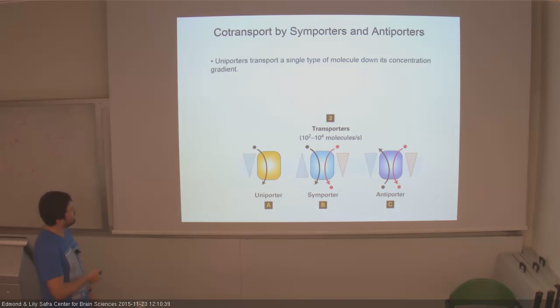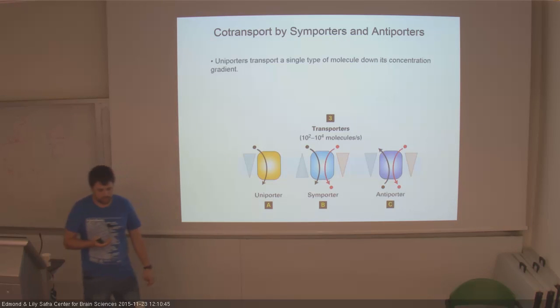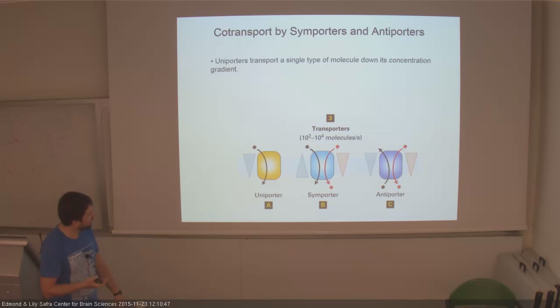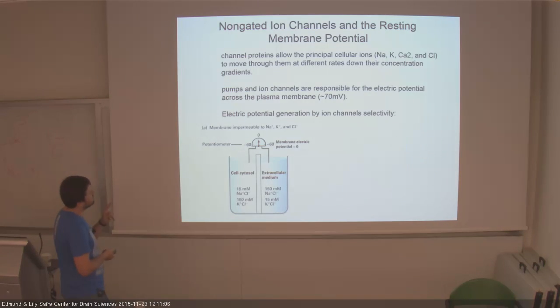About uniporters, I'm not going to talk, because in general we can refer to the potassium channel as a uniporter. Although a lot of the time, like I told you, these refer to passages of molecules and not necessarily ions. So ion channels are like this. When you want to say a uniporter for an ion, you say an ion pore or an ion channel.